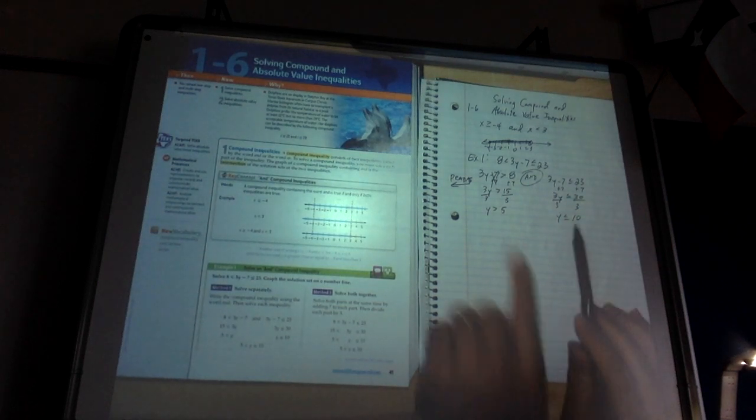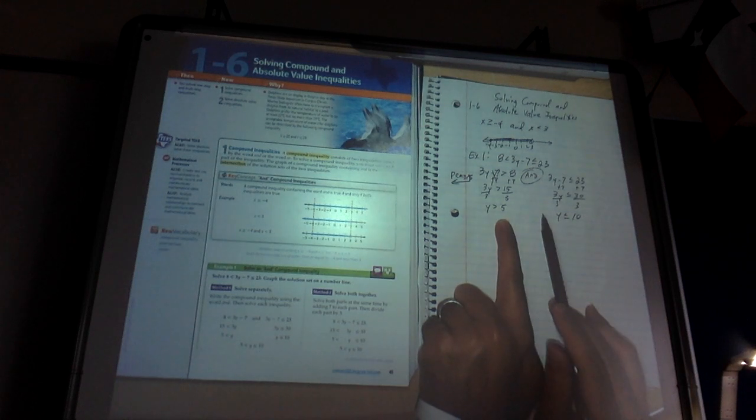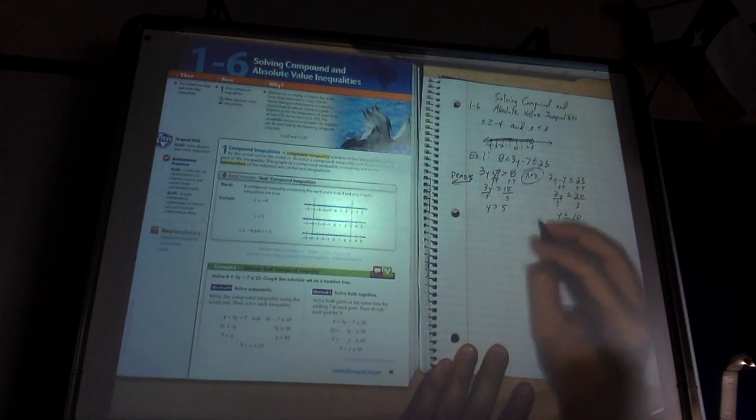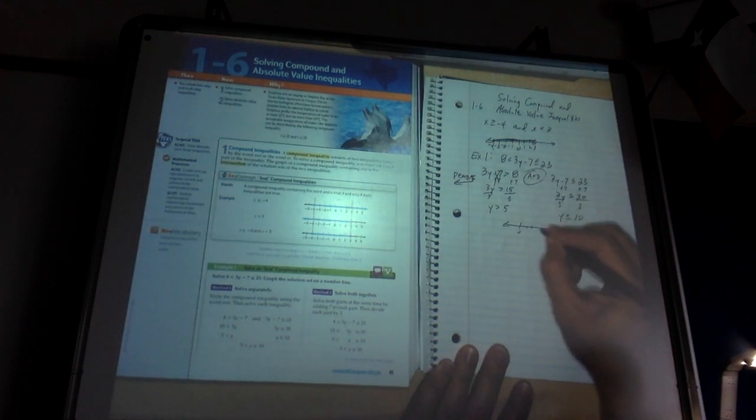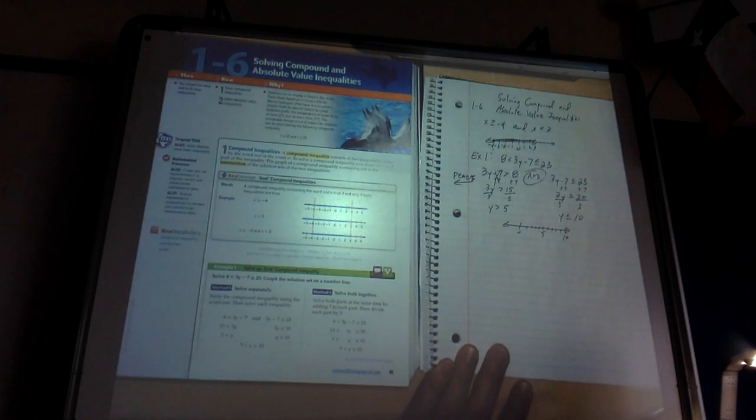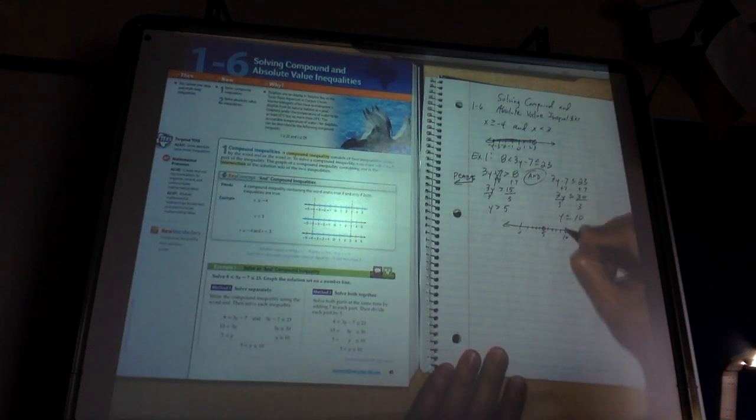So basically what I have is this. From 5, my graph is getting bigger. From 10, my graph is getting smaller. So as we put this on a number line, let's say that's 0, 1, 2, 3, 4. There's 5, 6, 7, 8, 9. There's 10. All right, at 5, it's an open dot because I don't have an equal sign. At 10, it's a closed dot because I do have an equal sign.